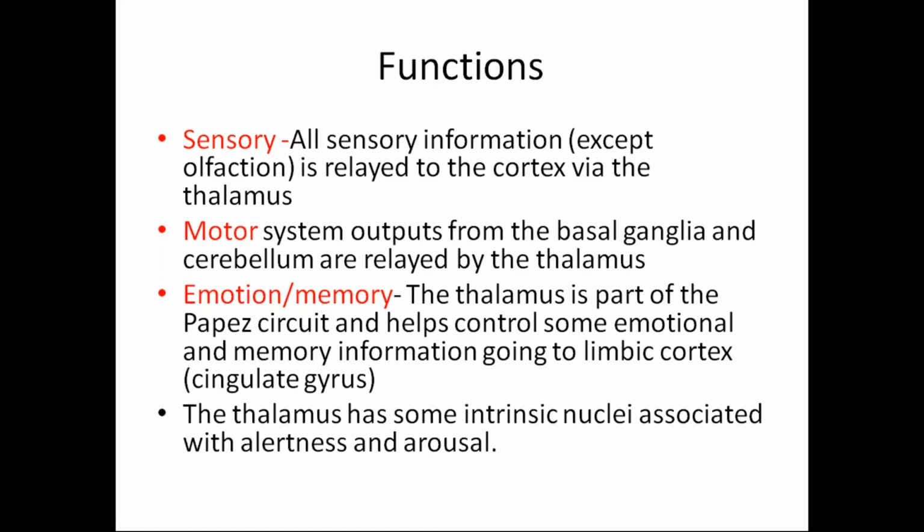and their function is just control of autonomic functions. When we talk about the thalamus, all sensory information is relayed to the cerebral cortex via the thalamus, and the motor system outputs from the basal ganglia and cerebellum are also relayed by the thalamus. It is responsible for the emotional and memory circuit, called the Papez circuit, which helps to control some emotional and memory information which goes to the limbic system.